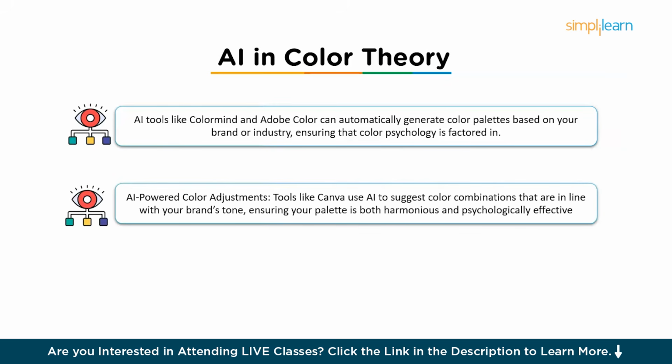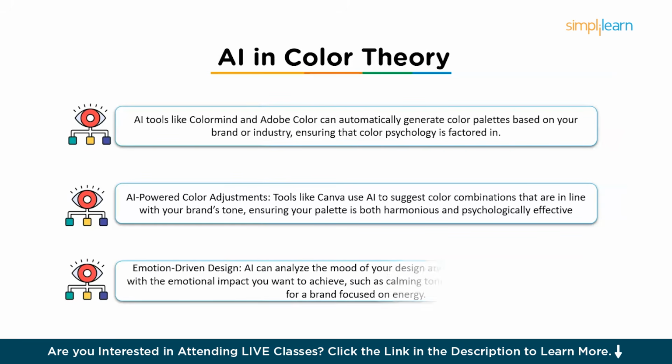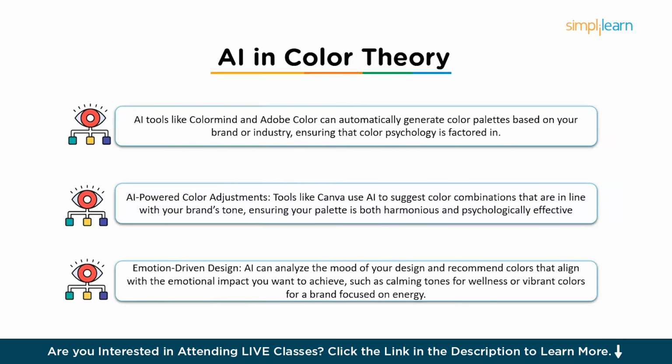Then we have AI-powered color adjustments. Tools like Canva use AI to suggest color combinations that are in line with your brand's tone, ensuring your palette is both harmonious and psychologically effective. Then we have emotion-driven design. AI can analyze the mood of your design and recommend colors that align with the emotional impact you want to achieve, such as calming tones for wellness or vibrant colors for a brand focused on energy.